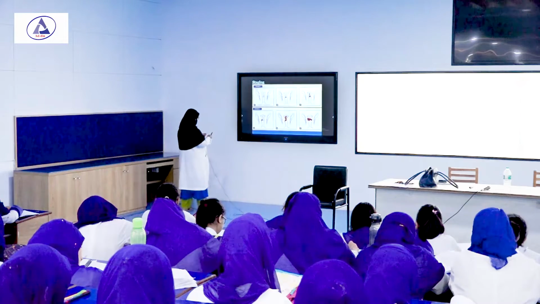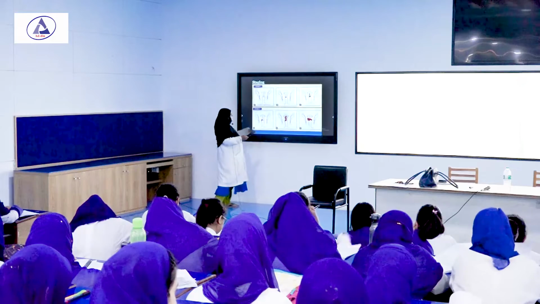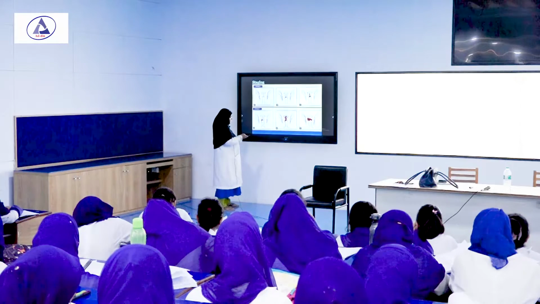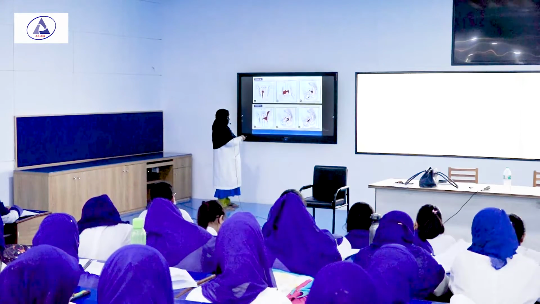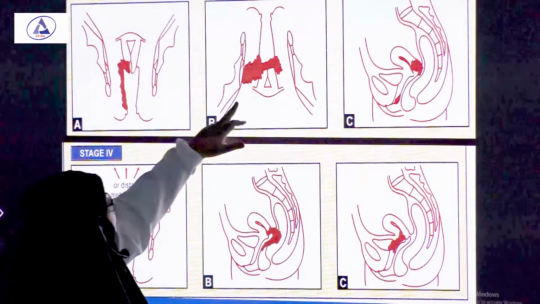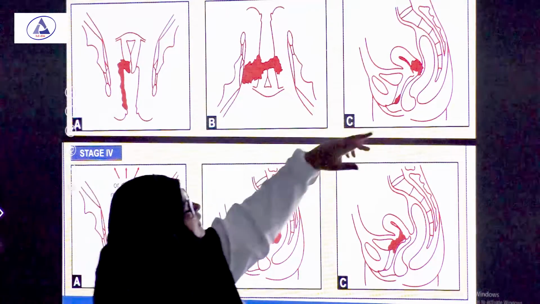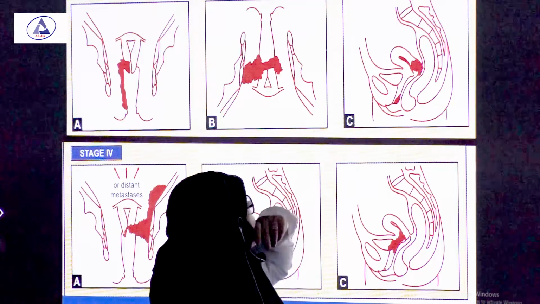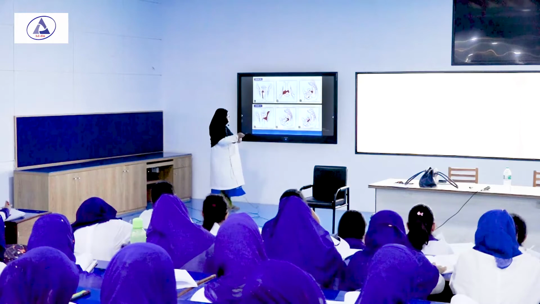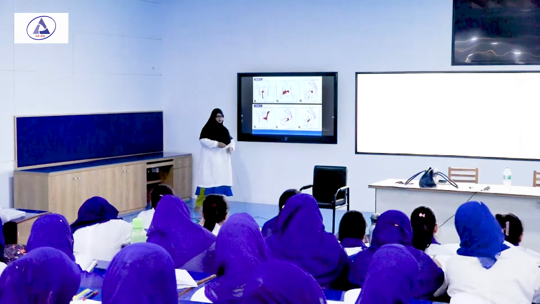Stage 3 is when it extends up to the pelvic wall. If it involves the bladder and rectum, then it is stage 4. Here the whole vagina is affected, the paracervical tissue is affected, and it is extended posteriorly. This staging shows how advanced and progressive the disease is. I will come again to the staging.